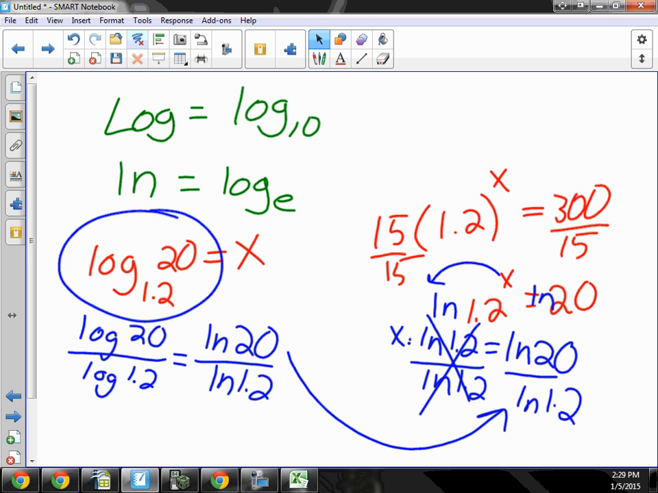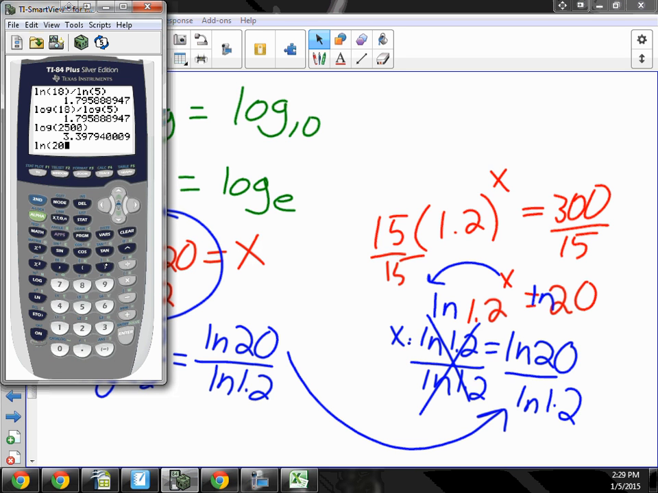So if we look at that, ln 20 divided by the ln of 1.2, this should tell me how many years it would take. It takes 16.4 years. So if I did the same thing with the log button, it's going to give me the same answer. So really, they gave us 2 buttons on our calculator, and we only needed 1. If you know 1 logarithm, you can figure out all the others by just changing the base. Okay?